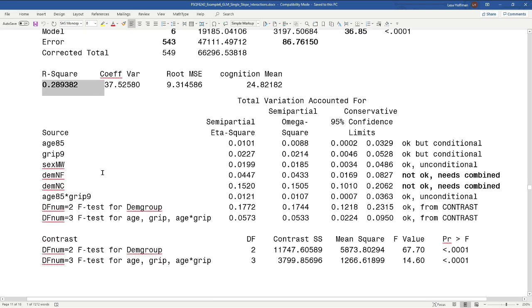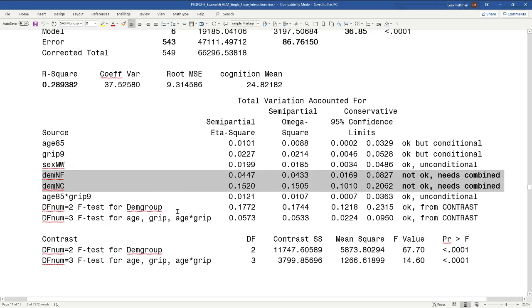Here are the effect sizes. I note that grip and age are each conditional, so these are the effect sizes that correspond to the simple slope of each of these things when the moderator is 0, meaning that these effect sizes would change as a function of centering. So that's what okay but conditional means. And yes, this is me, Proc Lisa, trying to help you understand what this is. This is not SAS being nice to you.